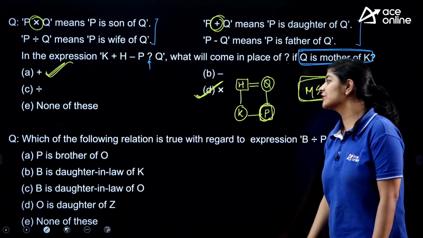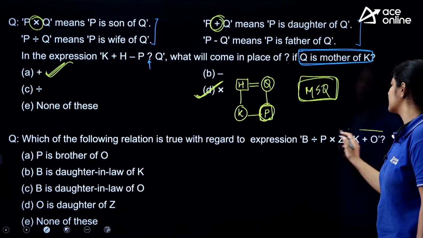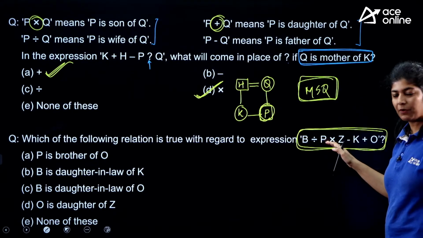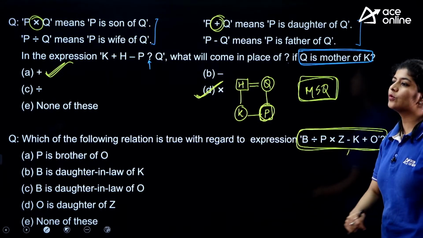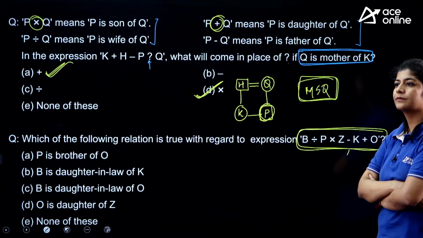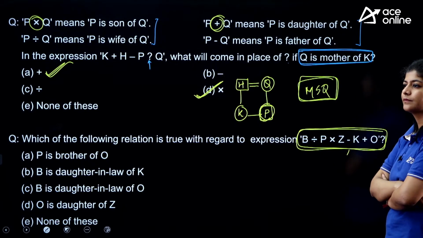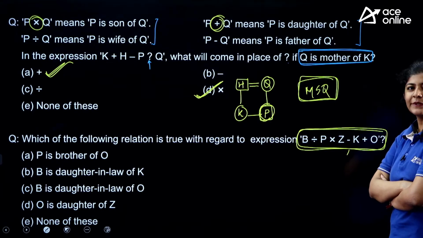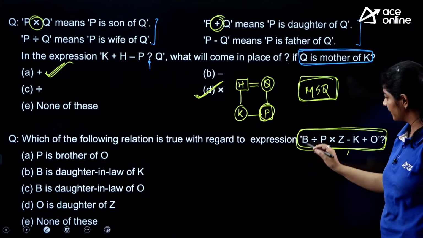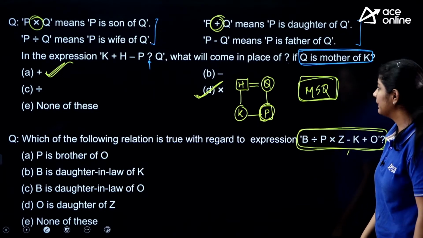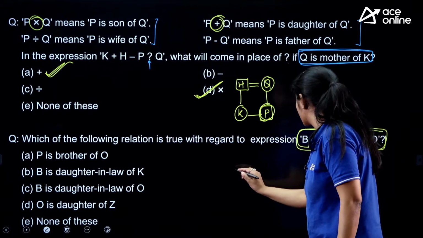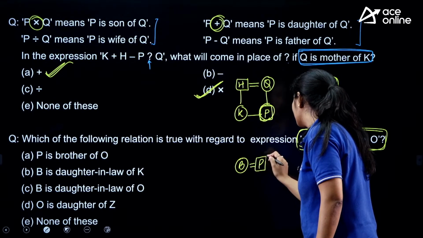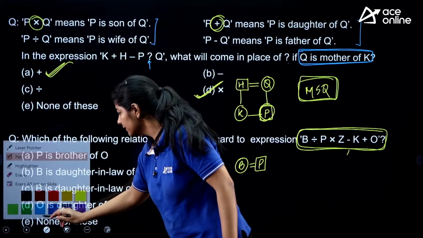Which of the following relations is true with regard to the expression? We need to check with the help of this statement which option we can choose as the true one. Very good, Ragla. Anyone else? All we need to do is simply draw the family tree. B divided by P means B is a wife of P. If B is a wife, that means P is a husband. It's the ultimate thing, right?